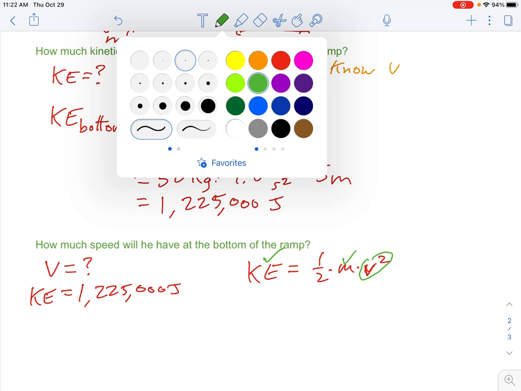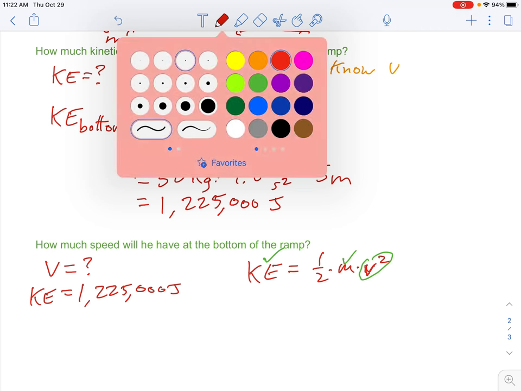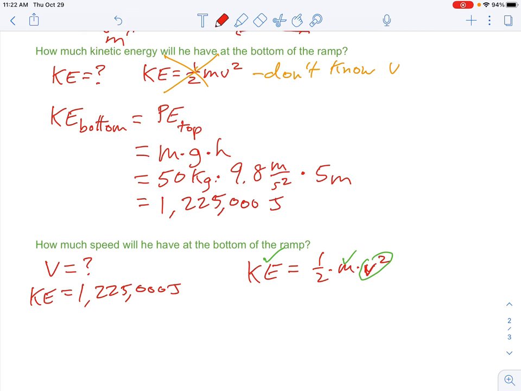Okay, I'm going to first have us substitute in the values that we know. I feel like that might be a more usual way for you to think of this. So kinetic energy is 1,225,000. We'll leave units out of this just for simplicity. Equals 1/2 times the mass, which is 50, times v squared.